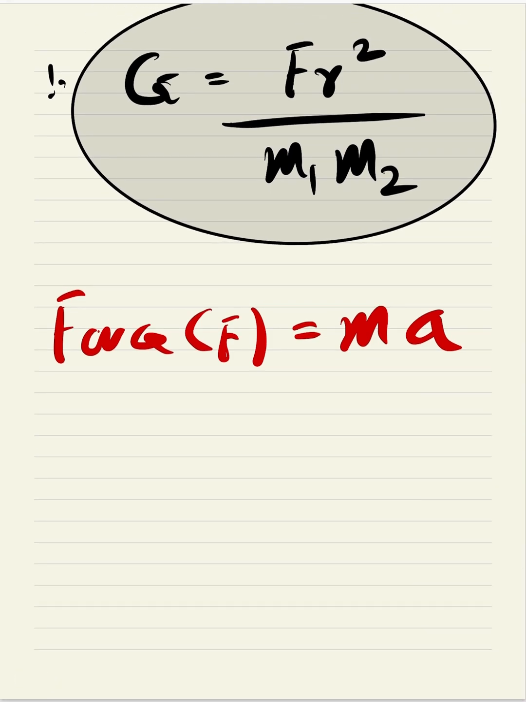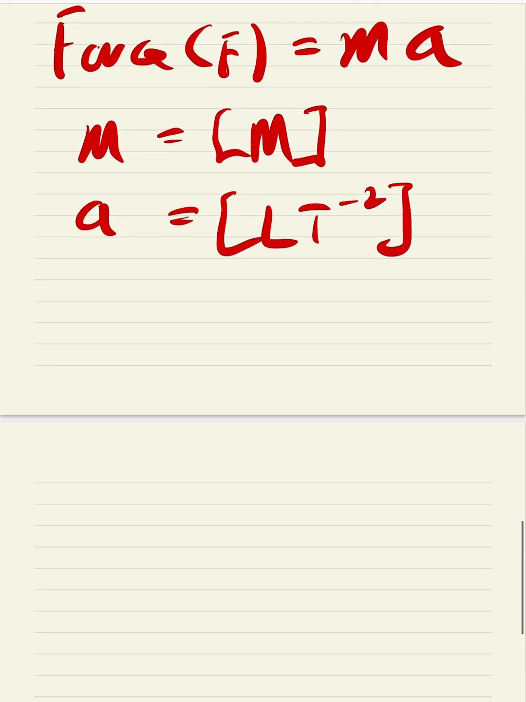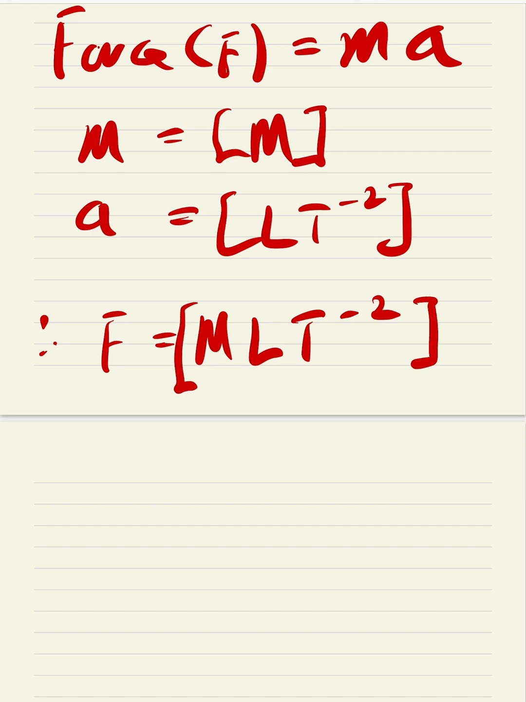In my previous video, I have shown you guys that the m is capital M, which is the mass. Then the a is the acceleration, which we have proved as L T minus 2, right? So in a way, we can say the F will give us M L T minus 2. Right. In a way, we can say this is what we are going to have for the force.